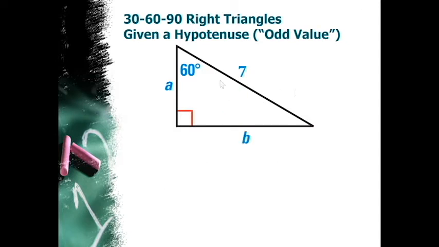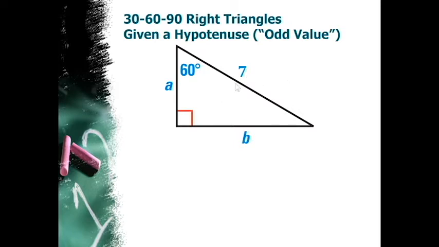This sample is another example where we're given a hypotenuse value, but this time instead of having an even value, we have an odd value. This will be the exact same process that we did in the last example. The only difference is you need to be comfortable with leaving some answers in fractional form. Sometimes you might see them in decimal form, but from my experience, most authors leave them in fractional form.